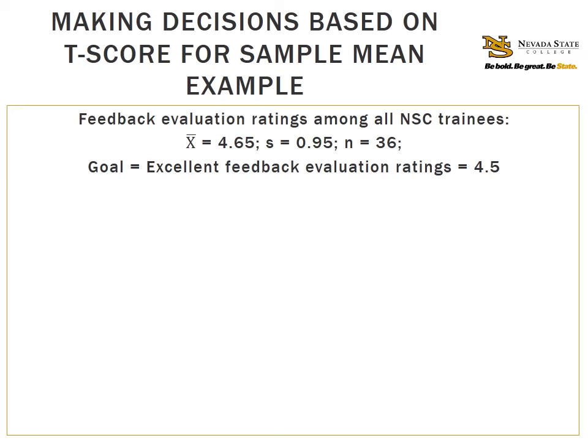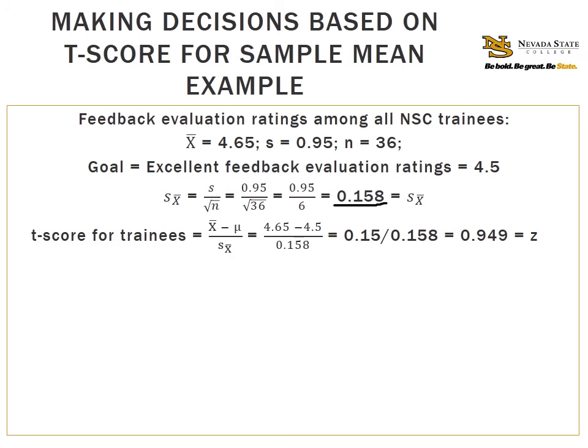So what we need to do is see if the sample mean is far more than the standard error above 4.5. So to see if this difference between 4.65 and 4.5, or 0.15 points, is meaningful, we would compare that to the standard error of 0.158. And remember, this would be the difference you'd expect to see just due to chance, even if the training had no effect. And this is estimated based on the sample standard deviation.